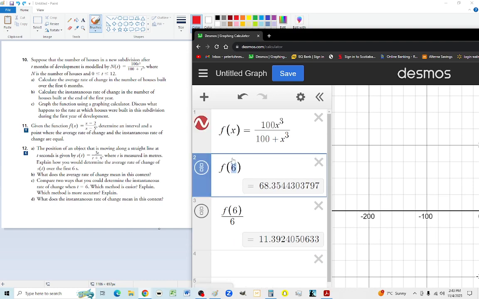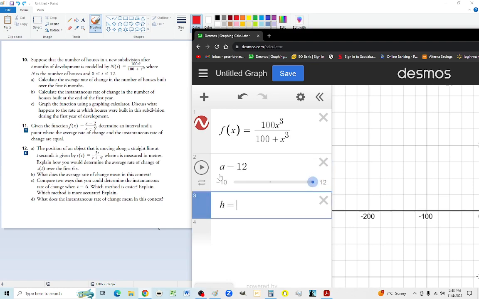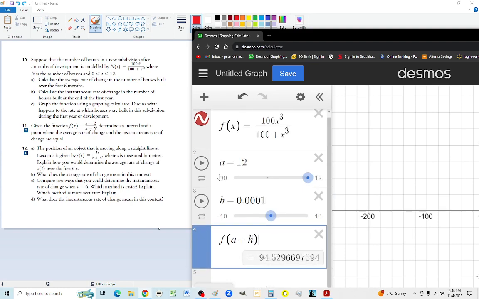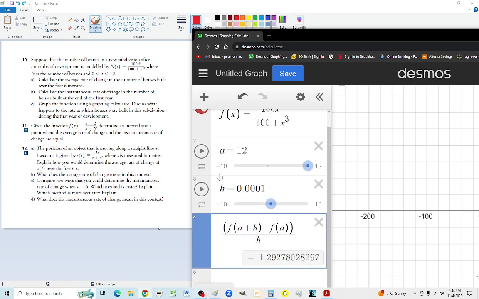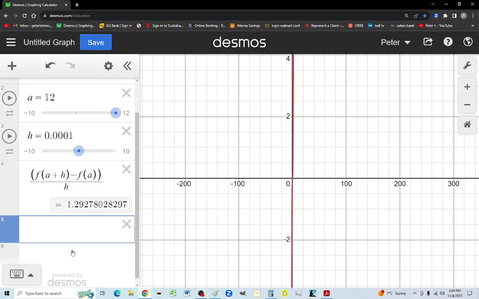And then calculate the instantaneous rate at the end of the year. So the end of the year is f of 12, which means we'd have to find one just to the right of it. So let's just call a equal 12. And we're going to call h 0.0001. And we're going to do f of a plus h minus f of a, all divided by h. And that means you're making about 1.29 houses or 1.3 houses per month at that point. Now to show you the other things that I was talking about, let's make y equal to 100.